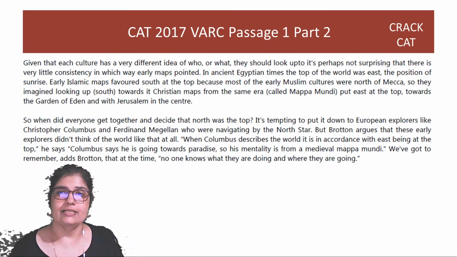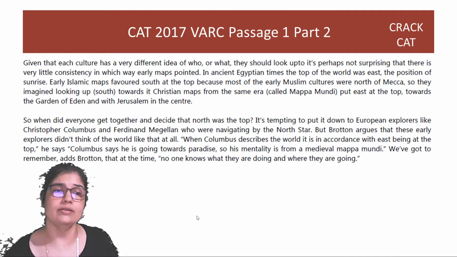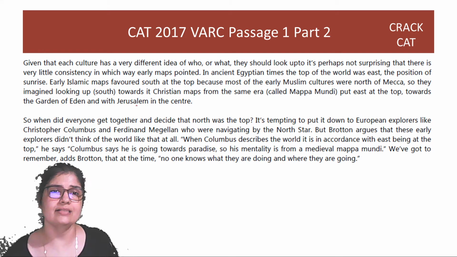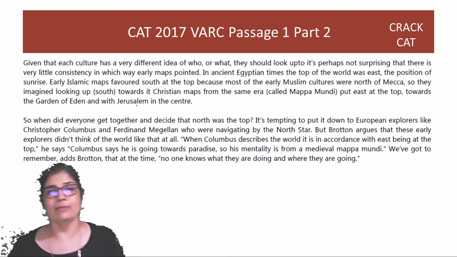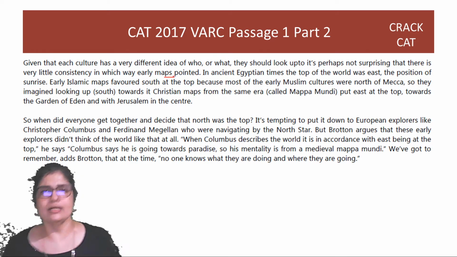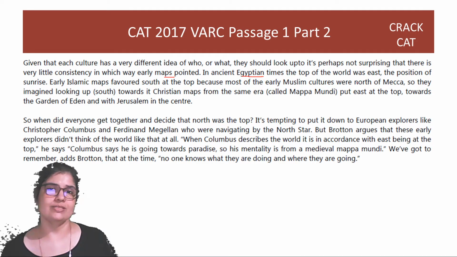Let's look at the next part. Given that each culture has a very different idea of who or what they should look up to, it is perhaps not surprising that there's very little consistency in which way early maps pointed. So all religions don't agree where they should look up to. So there's no consistency. In ancient Egyptian times, the top of the world was east. Okay, so Egypt thought the top of the world was east, which is the position of sunrise.